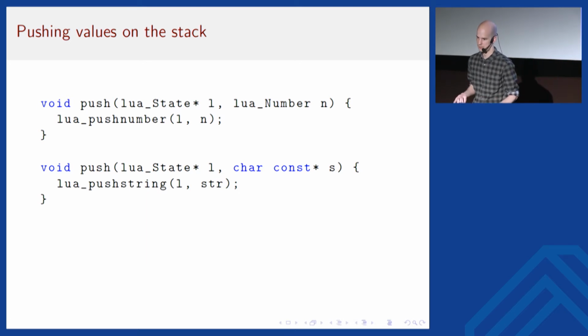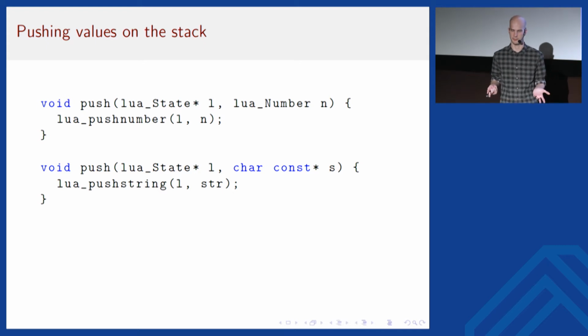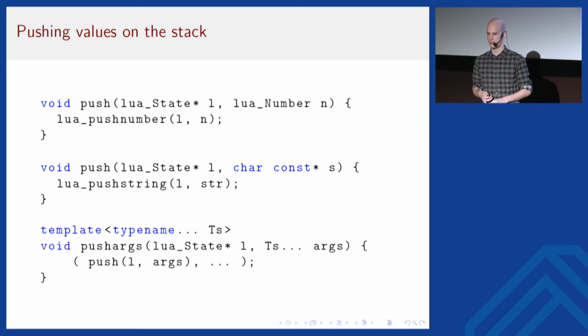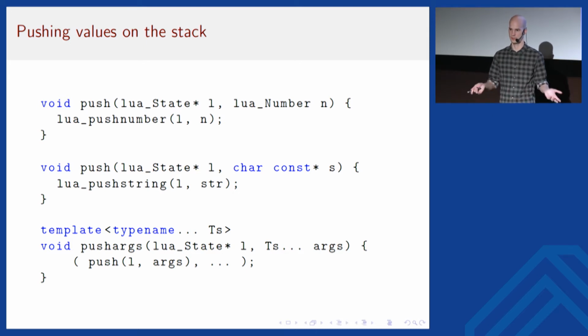So how do we get stuff on the stack? As I said before, there's basically a push function for every kind of type. I just gave 2 examples here for pushing numbers and strings. Some of the other types are a little more complicated than that, but not much. So now I have these 2 overloads. And now I just write a variadic function that just pushes a number of arguments on the stack.